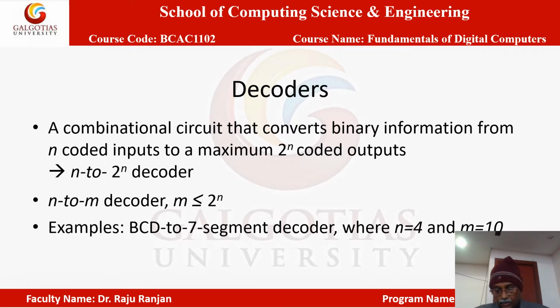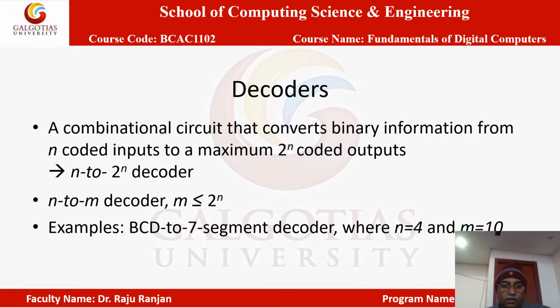So let's start this decoder today. A decoder is a combinational circuit that converts binary information from encoded input to a maximum of 2 to the power n coded outputs. So this is the definition of decoder. What is it? n to 2 to the power n means if you have n inputs, then the decoder can convert it into 2 to the power n outputs.